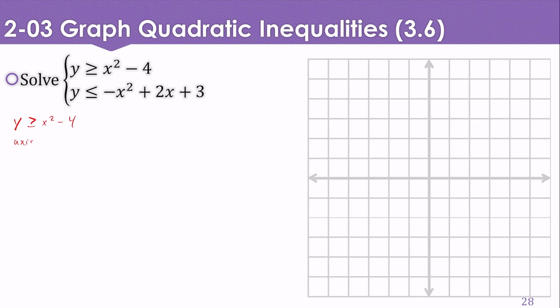Our axis is, since we're in general form, negative b over 2a. b is the term with just x. That's not here. It's like we have 0x in the middle. So b is 0, a is 1, so 0. The axis of symmetry is at 0. So when I go to graph this, I have 0 in the middle.